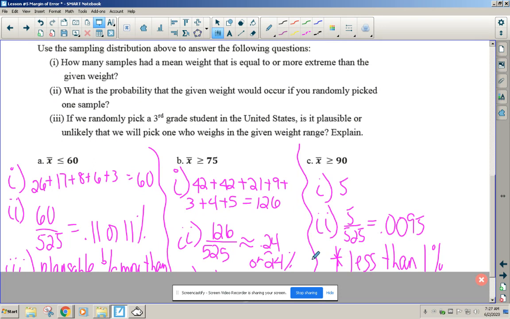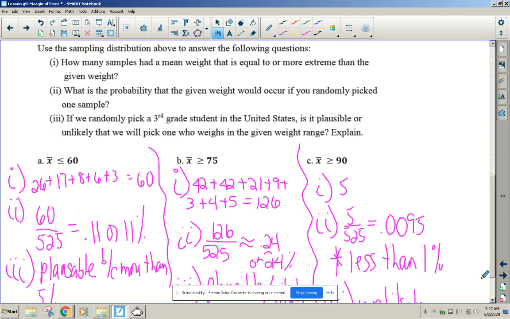Now, if we get to part 3, if we randomly pick a third grade student in the United States, is it plausible or unlikely that we pick one who weighs in the given range? Again, we are unlikely if we are 5% or less. We are plausible if we are a small percent above. So if we look at those notes and we think about it, 11% is plausible because it's much more than 5%.